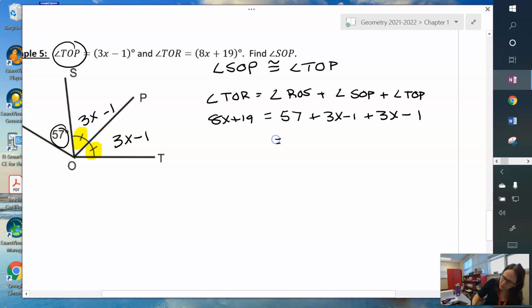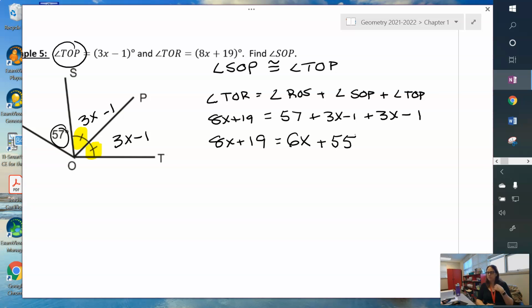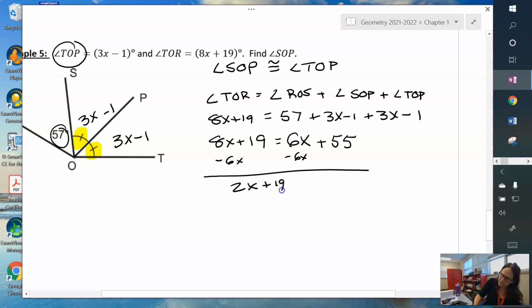I'm going to combine like terms. So I have 8x plus 19. I have a 3x plus a 3x, so I have a 6x. And then 57 minus 1 is 55. All right, so now let's isolate x and we'll just solve. So let's subtract 6x from both sides. That gives me 2x plus 19 equals 55. Subtract 19 from both sides. 2x equals 36. x equals 18.